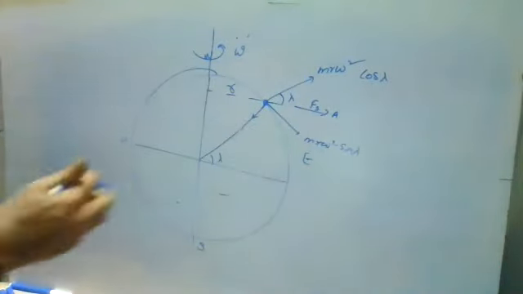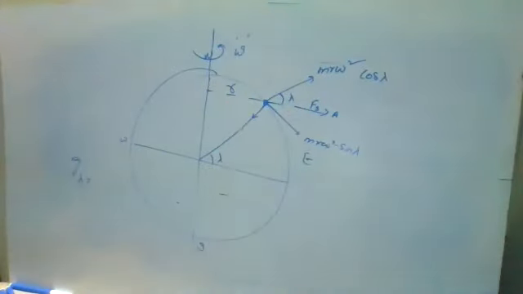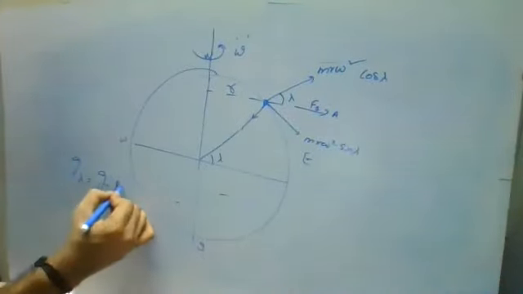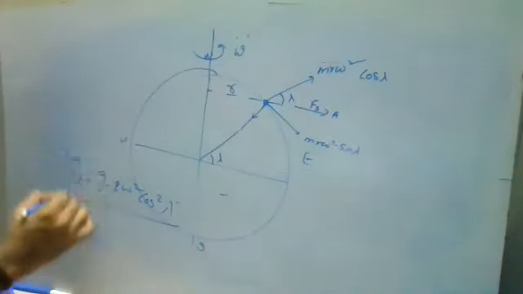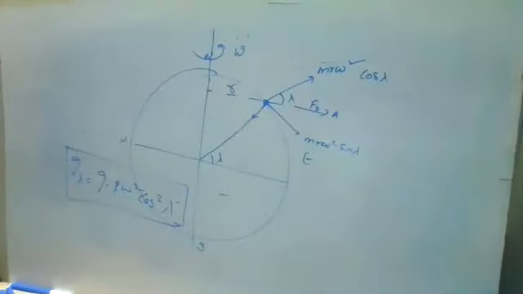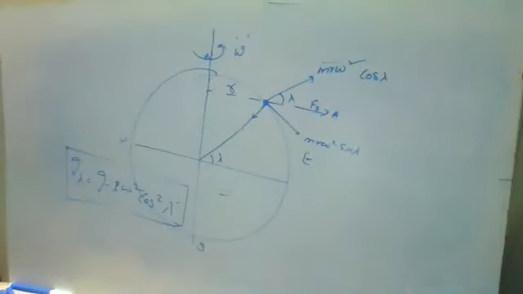Then what happens to acceleration due to gravity? I'll directly write the relation. g lambda is equal to g minus r omega square cos square lambda. At this point, when it is making angle lambda from the center of the earth, g lambda is equal to g minus r omega square cos square lambda. Okay, right.